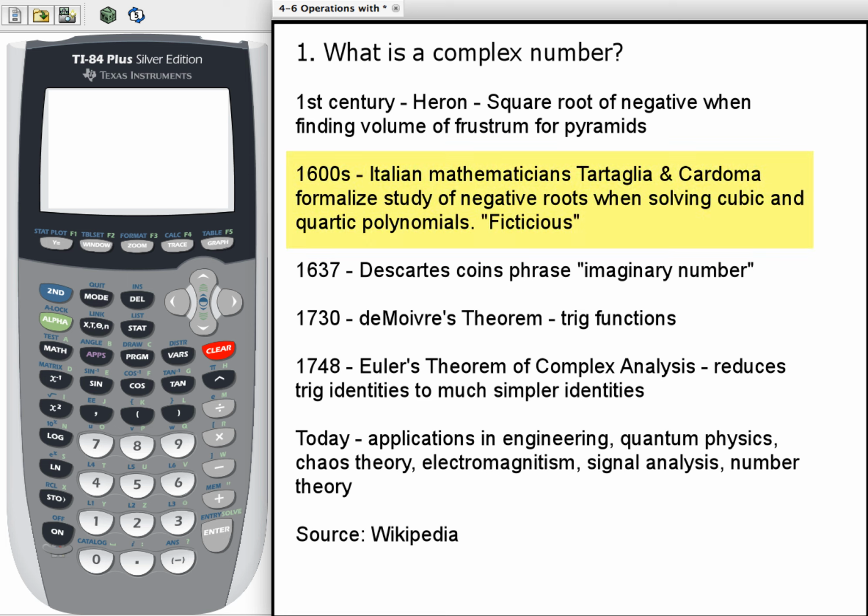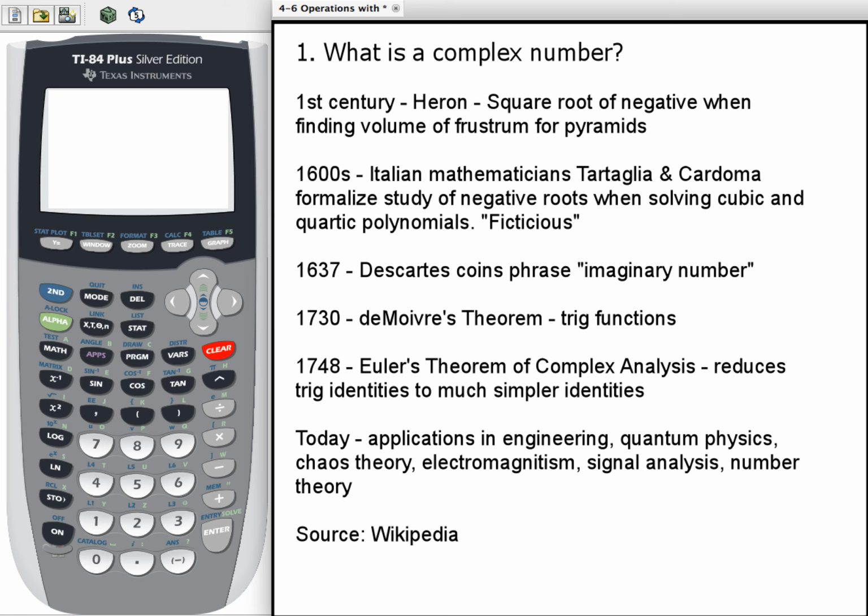Now, fast forward 1,500 years into the 1600s, and there were these two Italian guys, Tartaglia and Cardano, and they were starting to formalize the study of negative roots when solving cubic and quartic polynomials. They didn't really know how to handle it either, so they described it as fictitious. Now, fast forward to 1637, René Descartes coins the phrase imaginary number. And from there, things started to get a little bit more formalized when dealing with roots of negative integers.